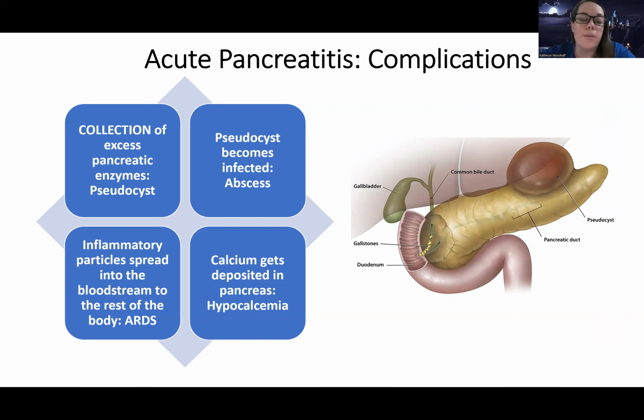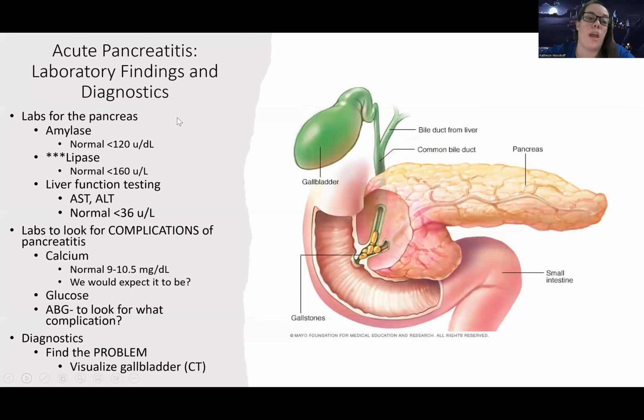And then calcium gets deposited in the pancreas. They can have that low calcium, which can lead, again, to dysrhythmias and a lot of issues. But yeah, the pancreas can definitely, with inflammation, everything goes haywire.